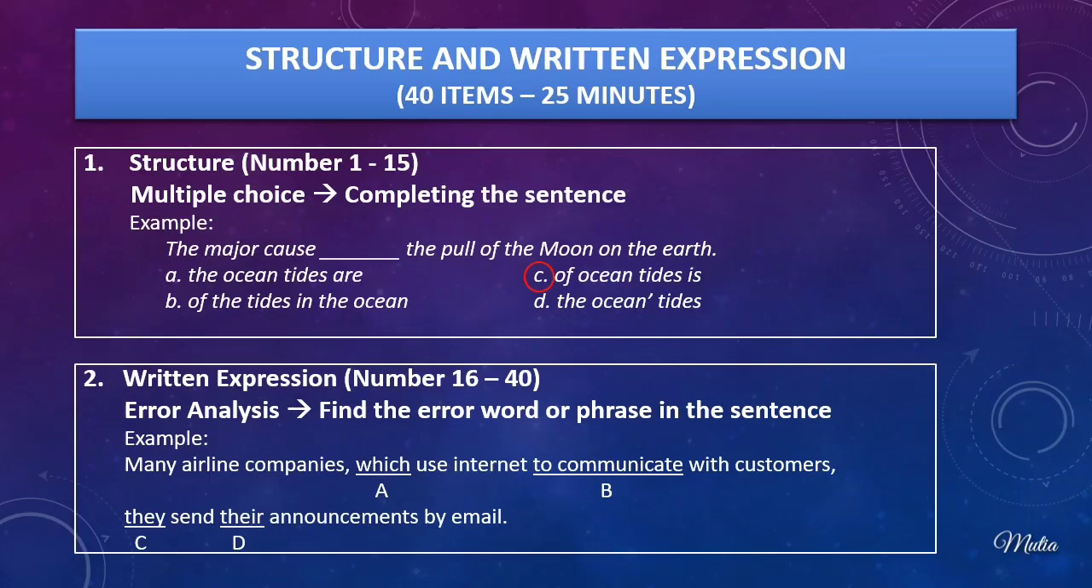The correct answer is C, because there will be double subject. The subject of this sentence is many airline companies, and the verb is sent, so we have to omit the word they. The correct sentence is many airline companies which use internet to communicate with customers send their announcements by email.